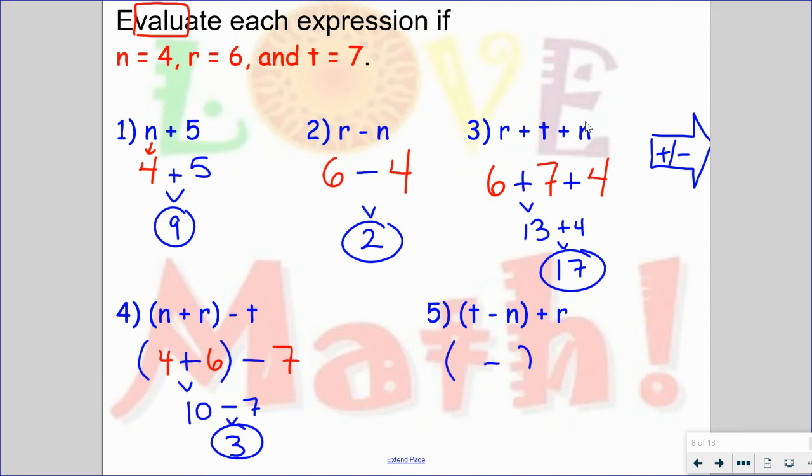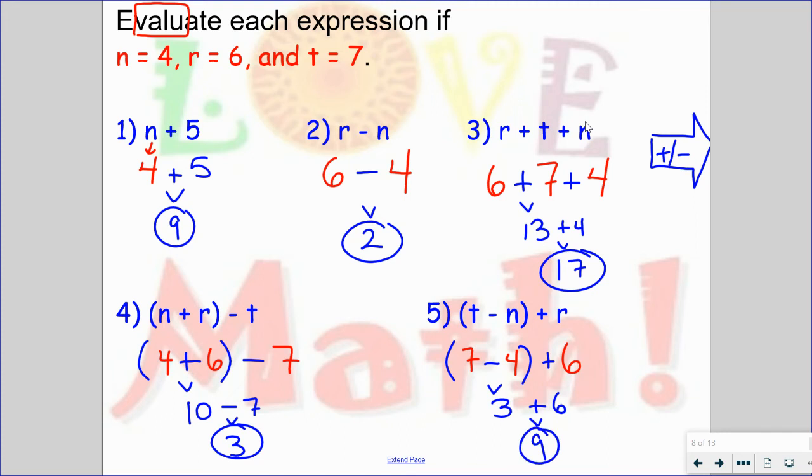Again with number 5, substitute in your quantities first. Instead of the variable t, we're going to write in a 7. Instead of n, we'll substitute in a 4. And instead of r, we'll substitute 6. Order of operations says, hey, if you've got 7, take away 4, let's take care of that group first. And then 3 plus 6 is 9.